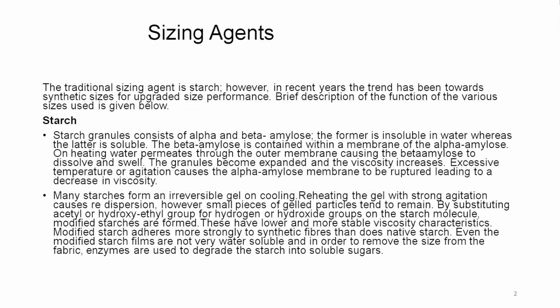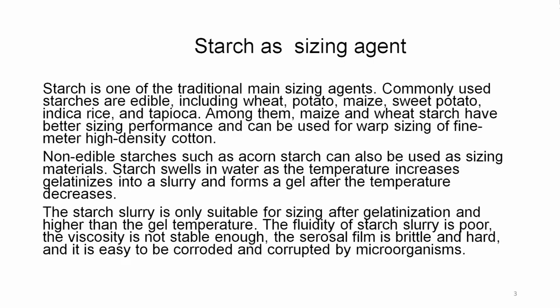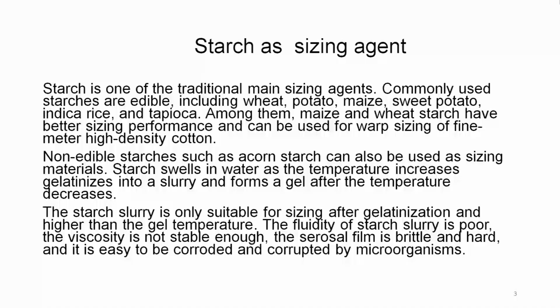Even the modified starch films are not very water soluble, and in order to remove the size from the fabric, enzymes are used to degrade the starch into soluble sugar. So, starch has been a popular sizing agent, and we have seen that it is one of the first processing stages of any fabric or yarn, which we had learnt in textile processing. Starch is one of the traditional main sizing agents.